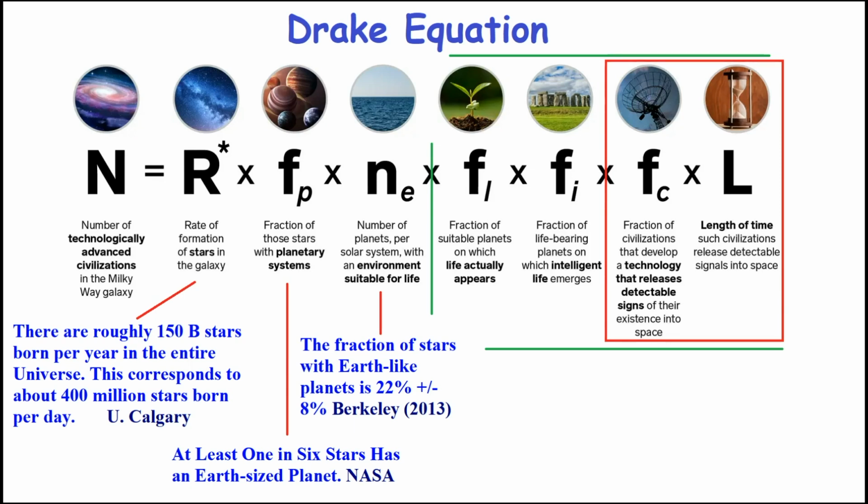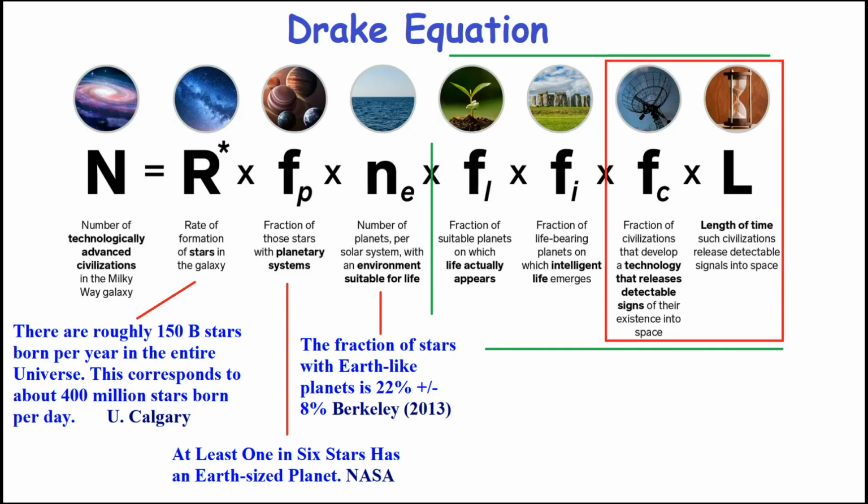And so they go into all these different groups. They study out there and they try to figure out what's out there and what they can see, what they can measure, okay? And the first factor there is the rate of formation of stars in the galaxy. Well, the University of Calgary has come up with a number, okay?